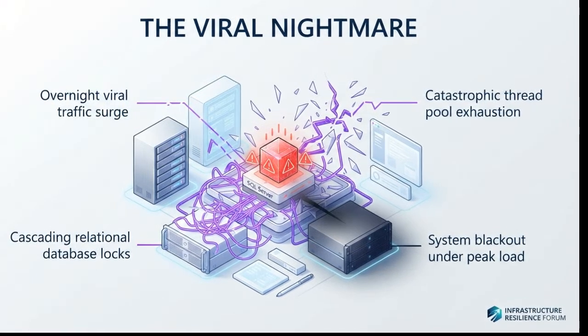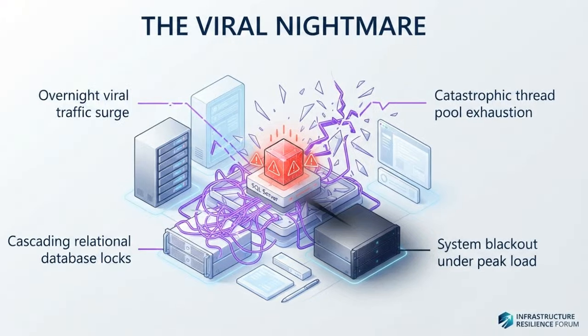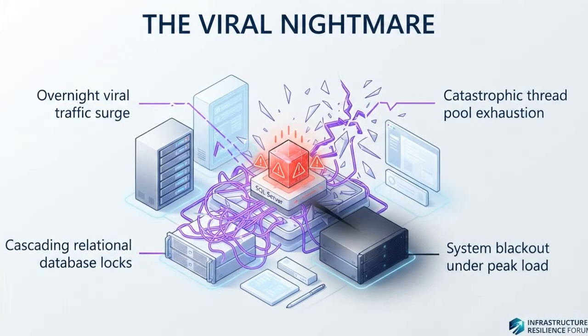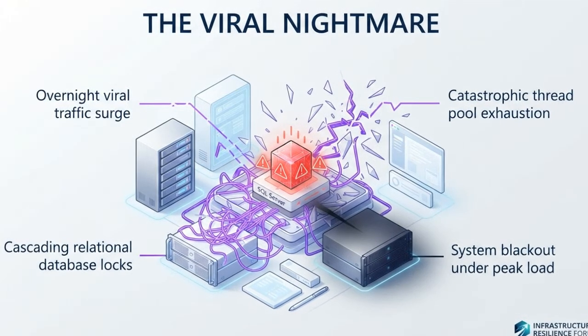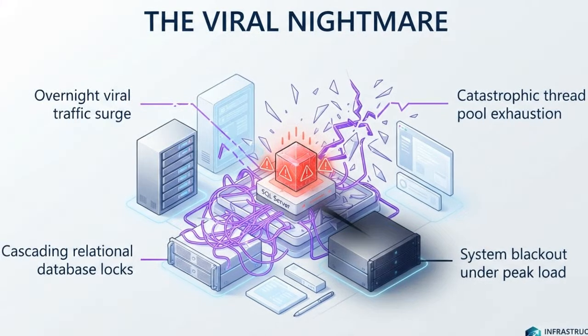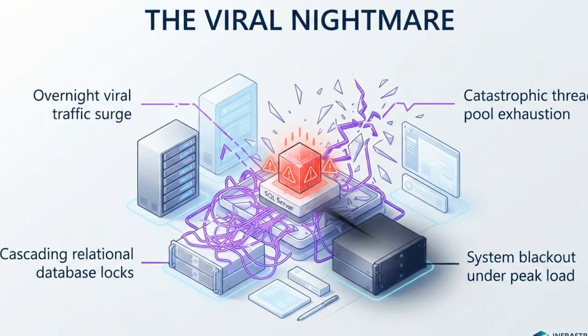Imagine your social platform goes viral overnight. Millions of users are liking, commenting, and retweeting simultaneously. But within minutes, your backend collapses. Connection pools fill up, database locks trigger cascading timeouts, and your application crashes into a complete blackout. Traditional relational databases were never built to handle 10 million concurrent real-time actions per second.